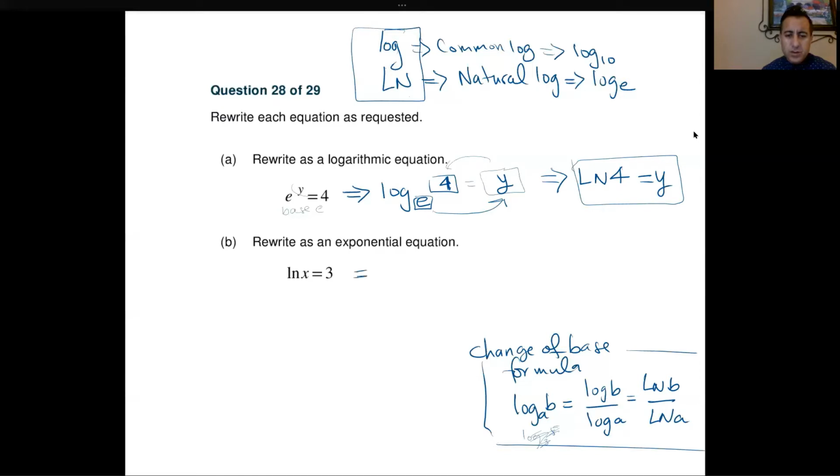Then now we're understanding, we're doing the same thing now here. This natural log is log of base e of x equal log x base e equal 3. So e to the third power there equal x. All right.